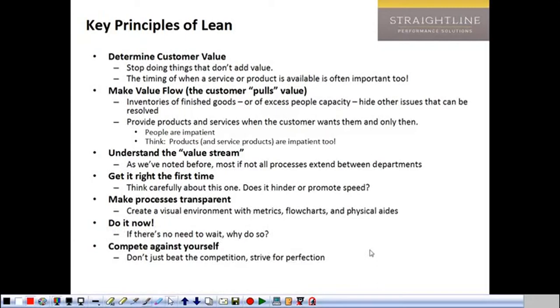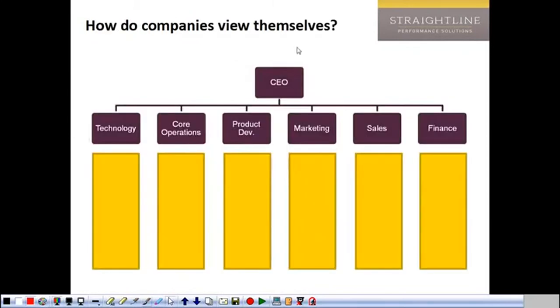And finally, compete against yourself. This is also true in Six Sigma and in the quality world, but it is very explicitly pointed out in most lean organizations that the competition that you've got is yourself. So you're never really finished when you go through the steps to make a process lean. Guess what? You still have work to do. So those are some key principles that we can go on.